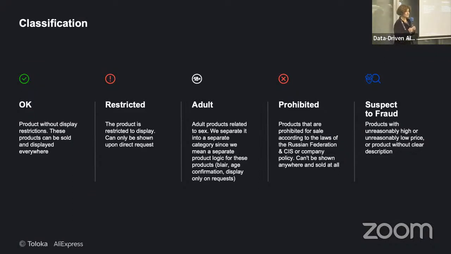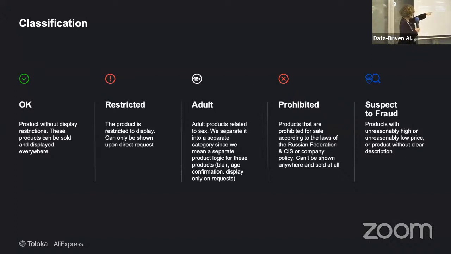Basically, we classify everything in moderation into five main classes. We get the class that is okay. It means that this product can be shown everywhere without any restrictions, just is okay to be sold and okay to be shown to everyone. Second class is the most intriguing one. It's restricted. And let me skip it for the moment.